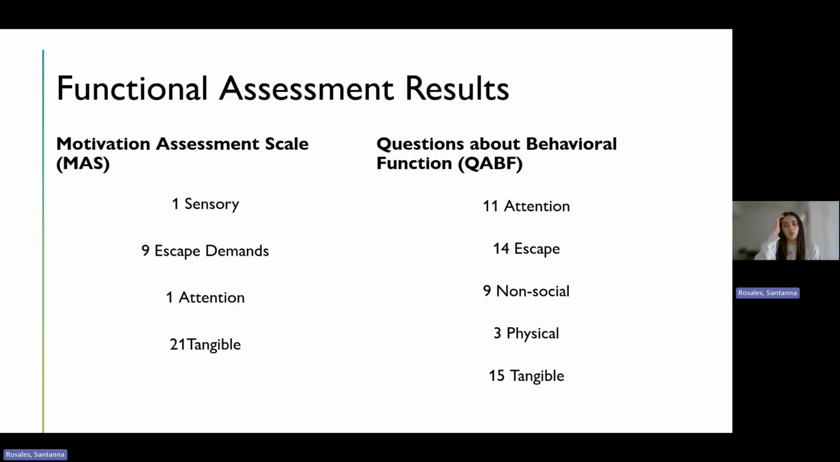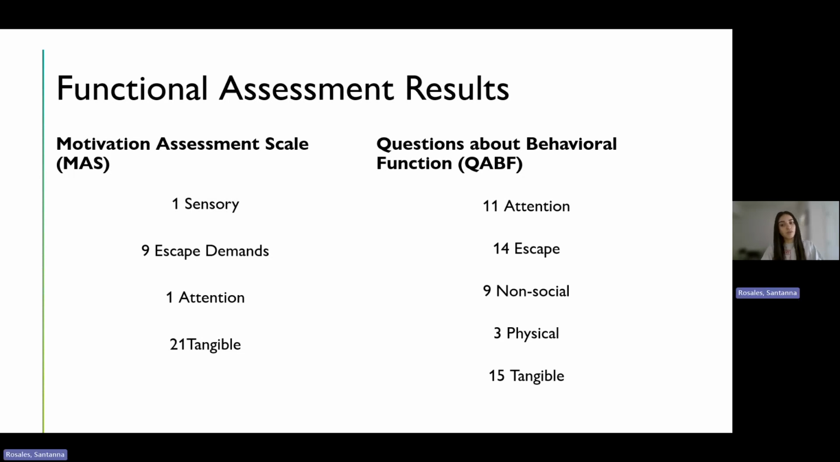As you can see, tangible was scored the highest, then escape from demands or non-preferred tasks and activities was scored second, and attention was scored third. We found that she does not engage in tantrums for any sort of sensory needs or any physical, painful kind of needs. So the assessment was able to help us determine a hypothesized function, which is access to tangibles, escape from non-preferred tasks and activities, and attention.